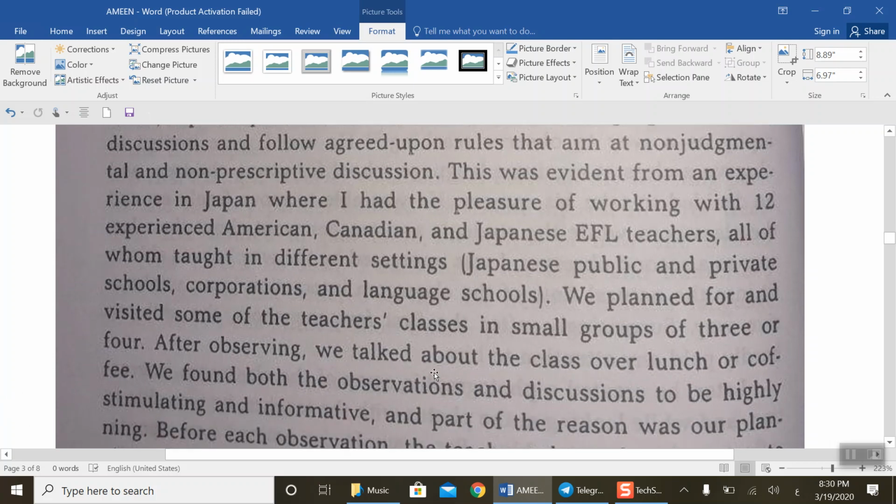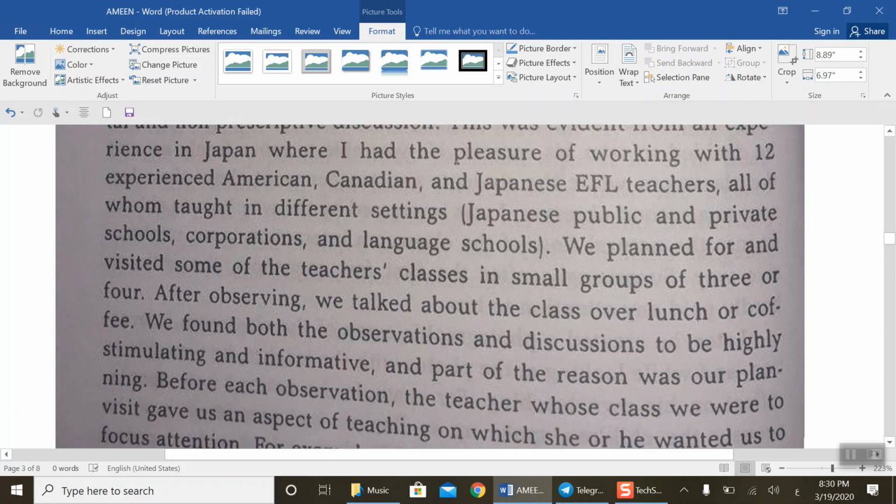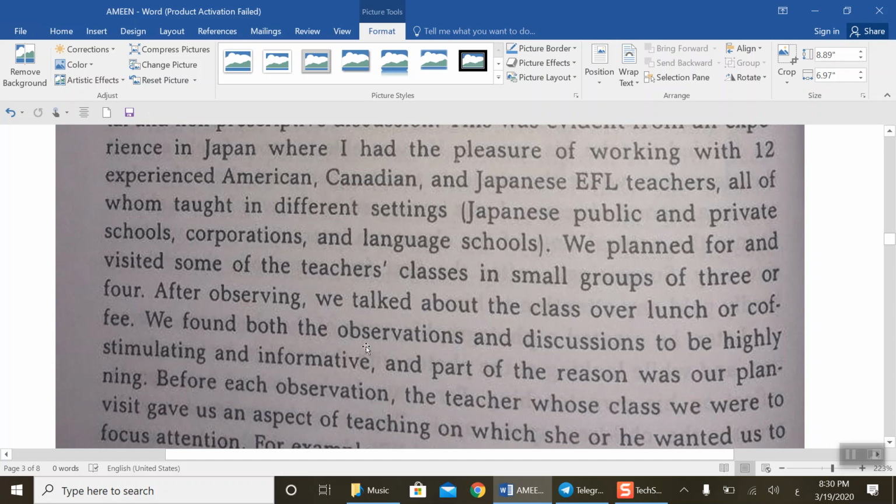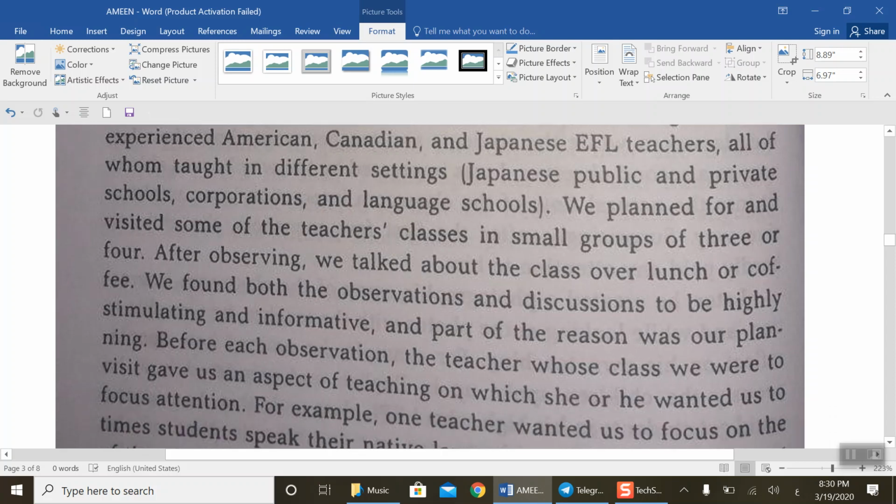After observing, we talked about the class, how they observe each other. Okay, so they talk about the class, what happened inside the class, over lunch or coffee. We found both the observations and discussion to be highly stimulating and informative, and part of the reason was our planning. They talk about the methods and the ways and what happened inside the class, after visiting each other's.